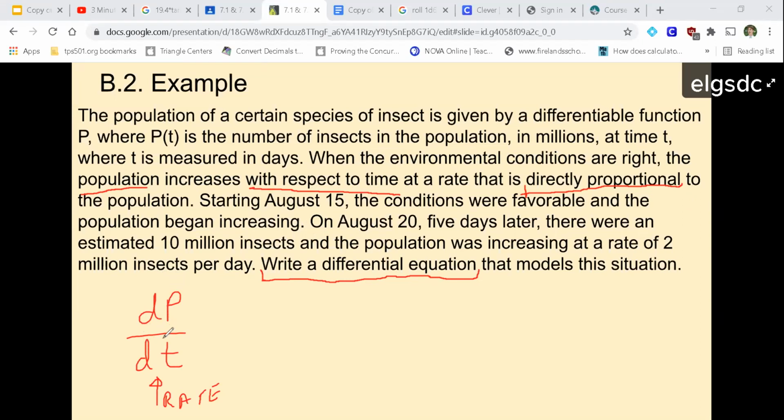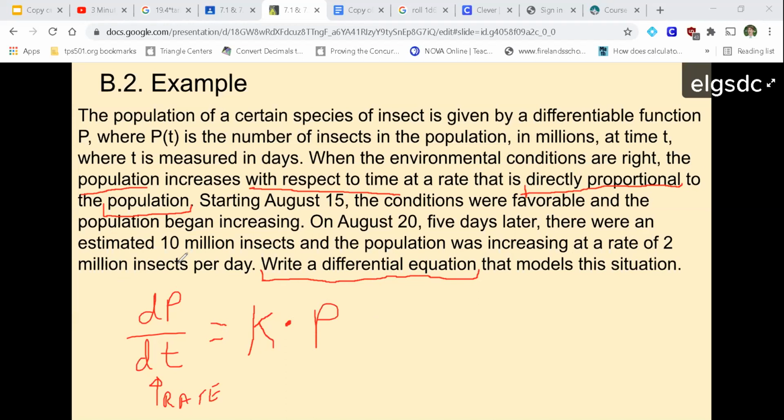Okay? And that's going to equal, we said directly proportional, so K times what is our G function this time? It's directly proportional to the population, P. Yay. For most of your homework, you're done there.